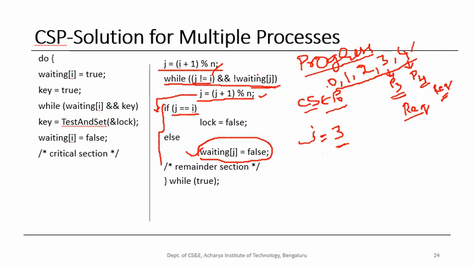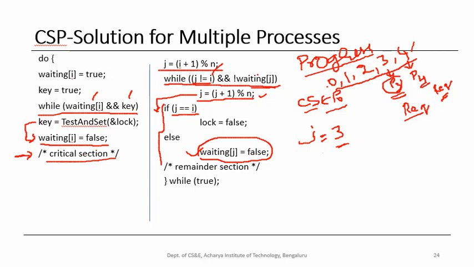The moment waiting of j is made false, this P3 would have got stuck in this loop because both the conditions were true. Now what happens? Waiting of j becomes false. So when it becomes false, it will not execute this instruction. It will directly go here. It is saying that my wait is over, I am now going into the critical section. So it makes waiting of i equal to false once again. It is already false, but it again writes false to it. That will not hamper the working of this algorithm, and it enters into the critical section.